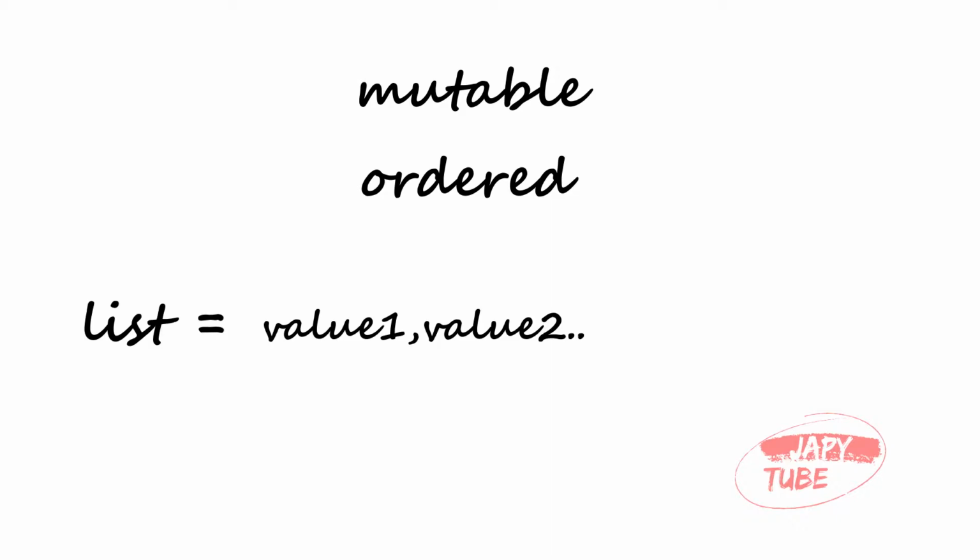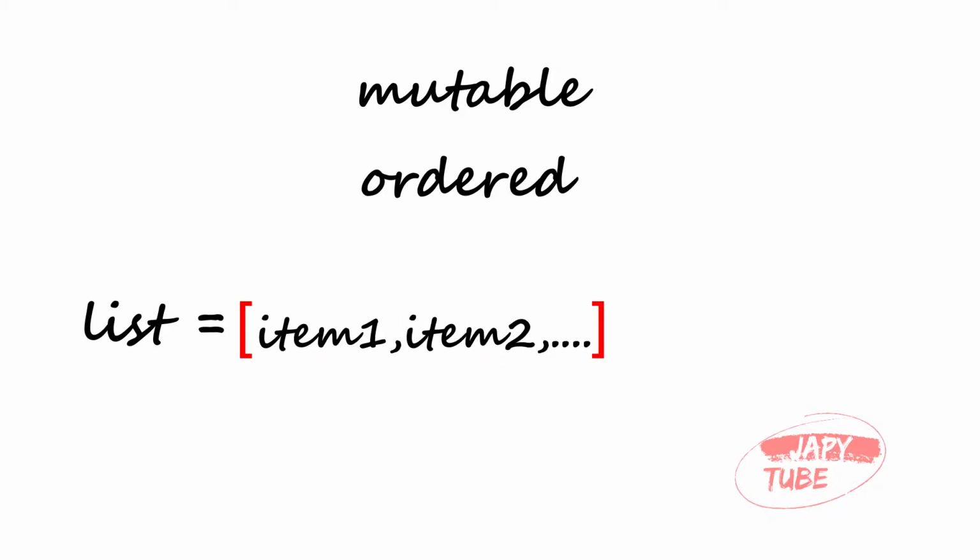The list is a data structure in Python, and it's mutable, which means after creating the list, I can alter it directly. Also, it's an ordered sequence of elements, which means I can index it according to a definite sequence. To create a list, we have to put the values between square brackets, and each value inside these brackets is called an item.